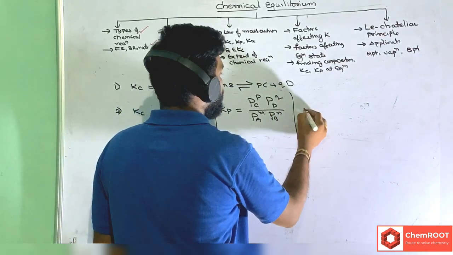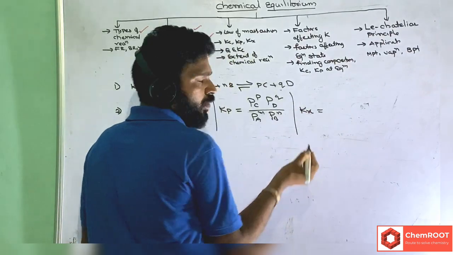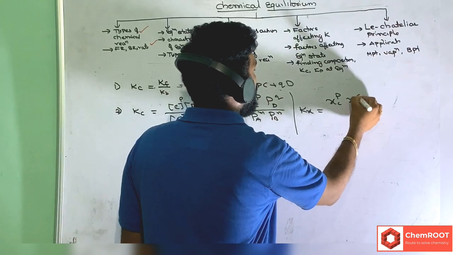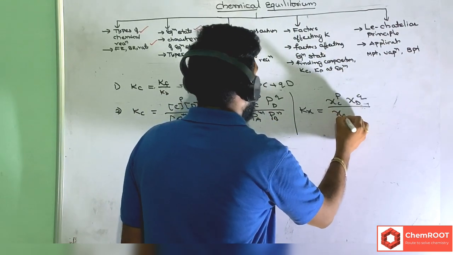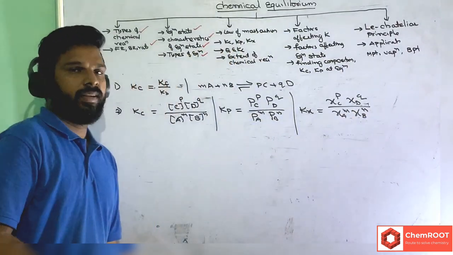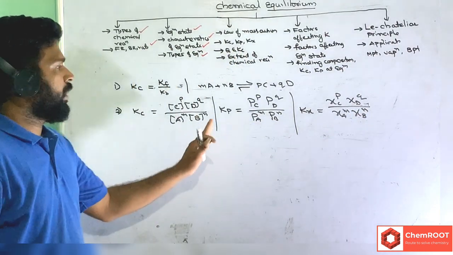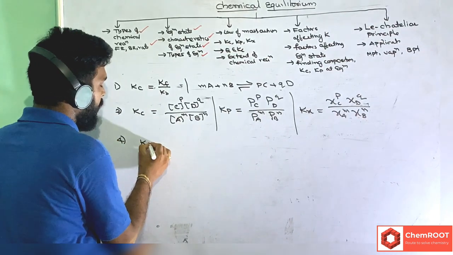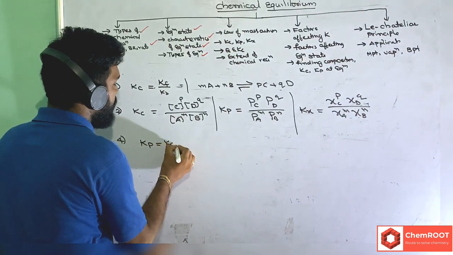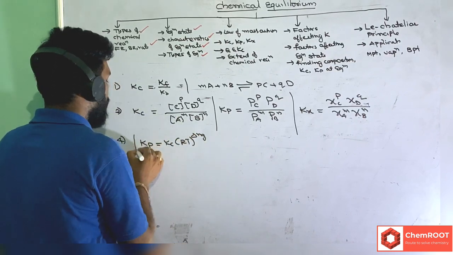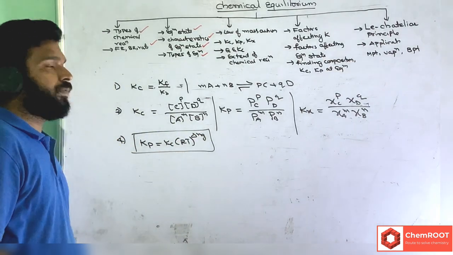In the same way, you are getting Kx in terms of mole fraction. Mole fraction of C to the power of P and mole fraction of D to the power of Q, over mole fraction of A to the power of m and mole fraction of B to the power of n. These are in terms of Kc, Kp and Kx. For us, the important formula is the relation between Kp and Kc. Kp is equal to Kc (RT) to the power del n g. This is the important term we are using.